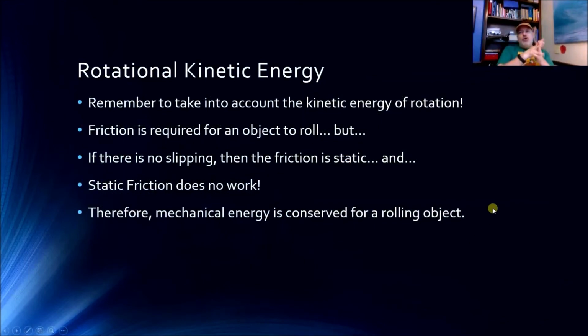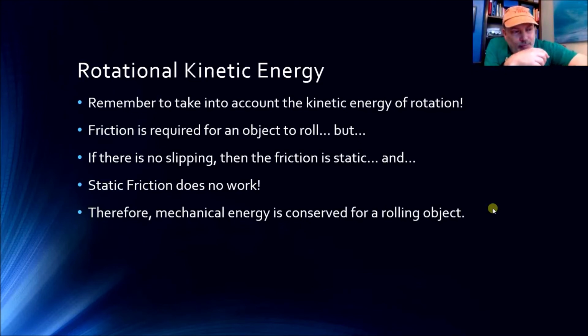Okay, now let's talk about rotational kinetic energy. Remember to take into account the kinetic energy of rotation. Sometimes students forget that. One of the critical things about rotation, if it's rolling, is that friction is required to make something roll.